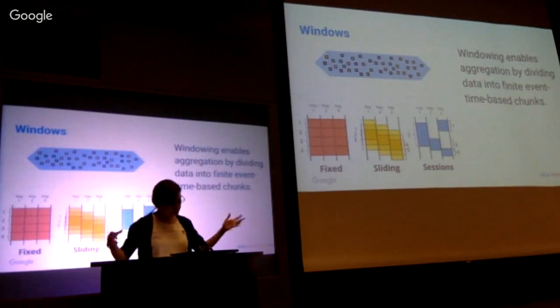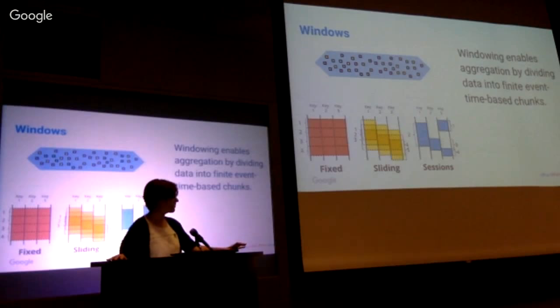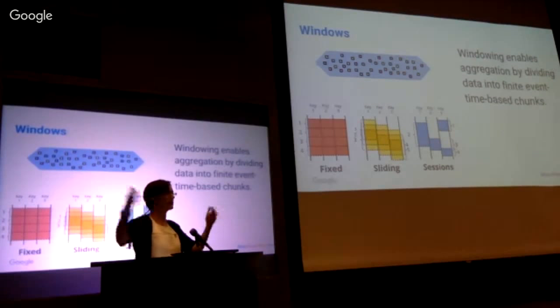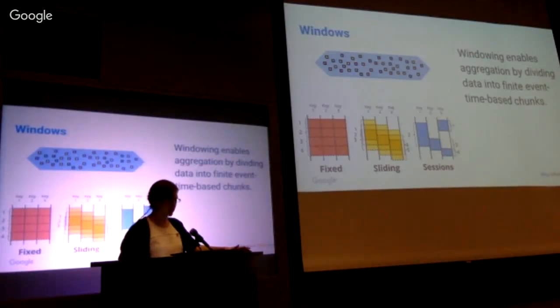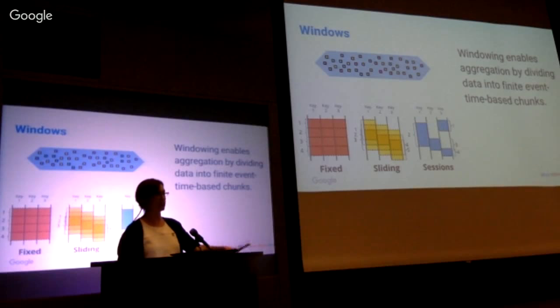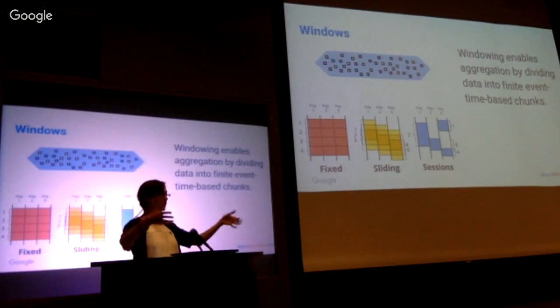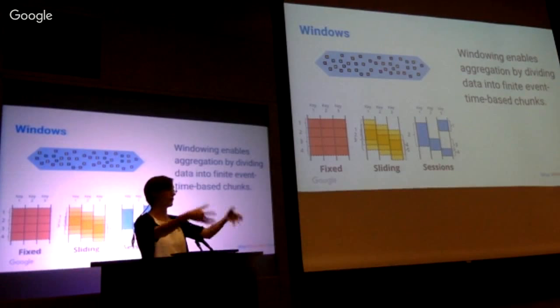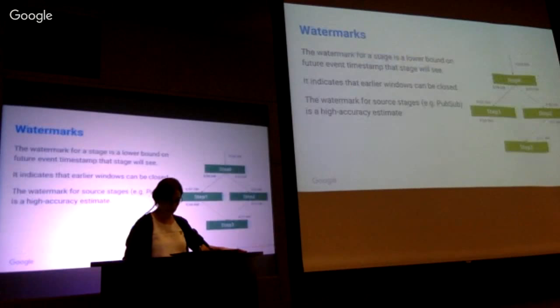Okay, so there are three types of windows that we do. One is fixed, like every hour, every 5 minutes, or something like that. Some are sliding. You can do sliding windows, so you have overlapping windows. Sliding, overlapping hourly windows. And then you can have sessions. And windowing enables aggregation by dividing the data into finite event time-based chunks. So now you have all the data that you need to group by key or to count. You have the whole data so you can emit the result.